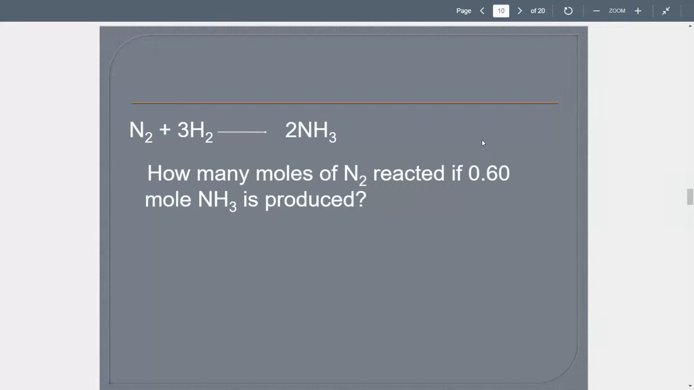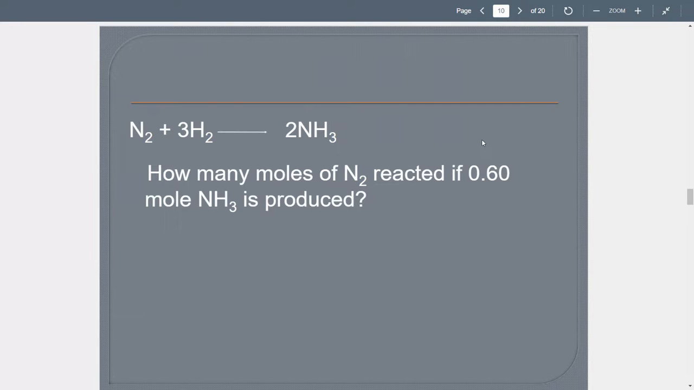So what are you given in this problem here? 0.6 moles of NH3. And then what's it asking me to find? Yeah, moles of N2. So it's asking me if I am only producing 0.6 moles of ammonia, how many moles of N2 must I have reacted? Again, always start with what you've been given. I have 0.6 moles of NH3.